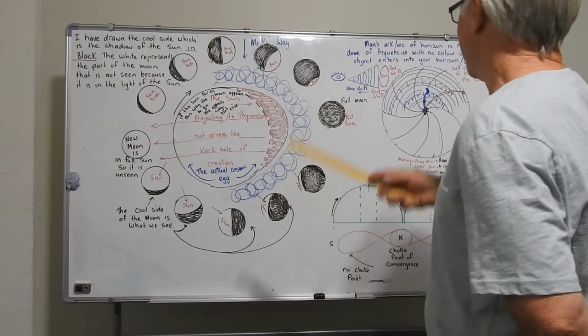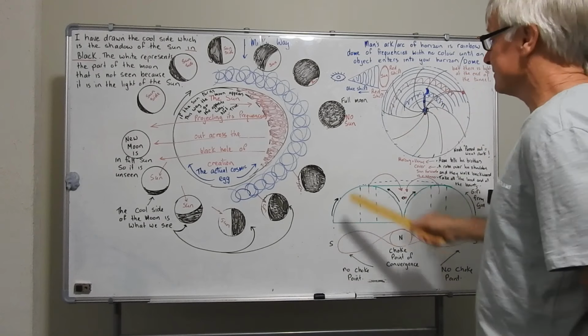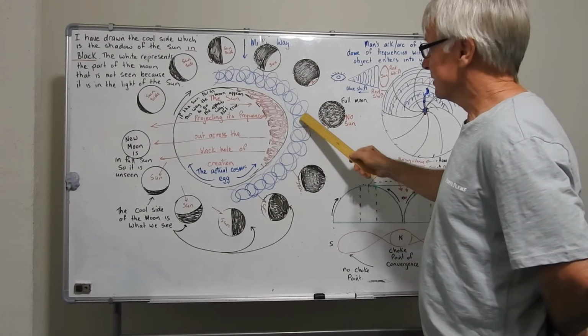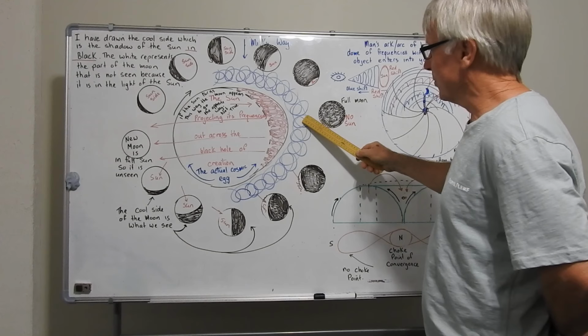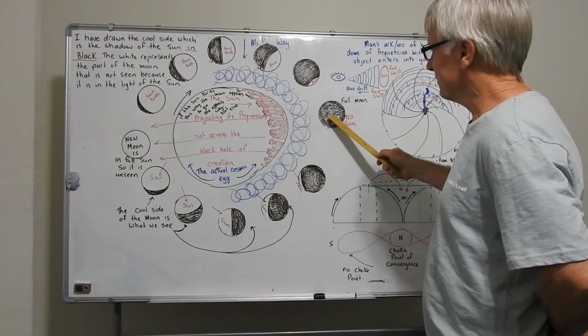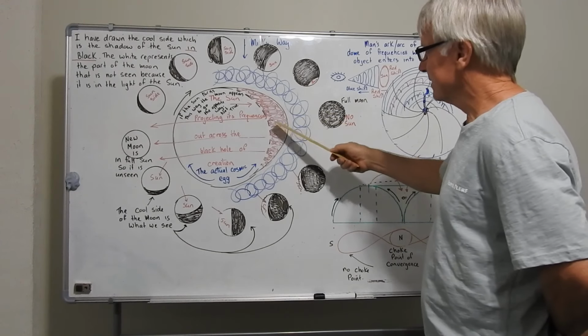But anyway, yeah, there's a full moon at the back of the sun. This is the Milky Way, remember? We see the Milky Way at night. That's when you're going to see a full moon, it's right at the very back of the sun. The sun is facing that way.